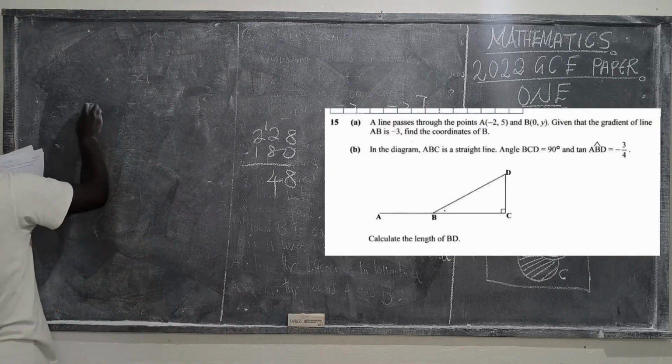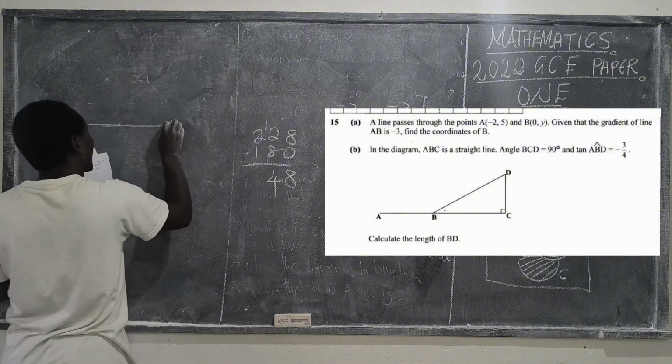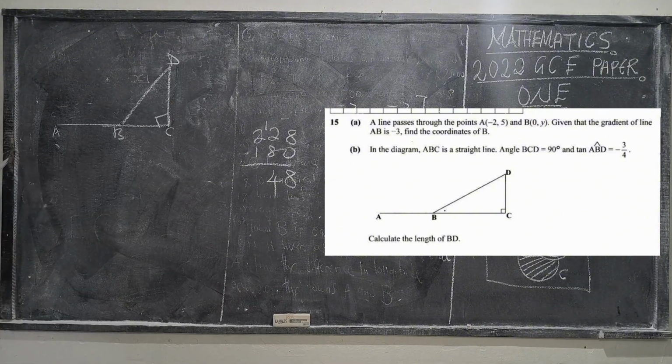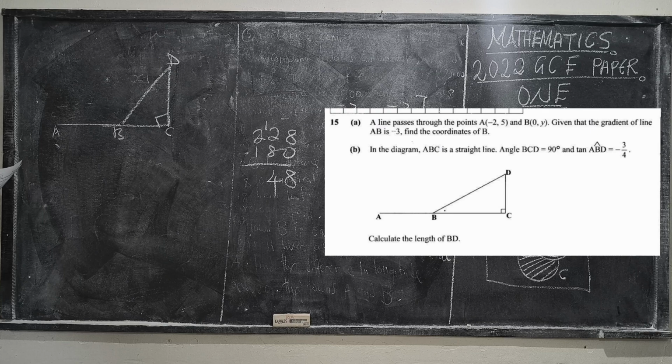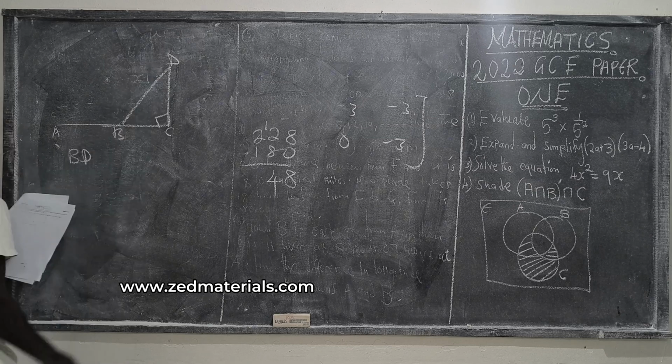15B, they are saying you are dealing with this. So in the diagram, ABC is a straight line, angle BCD is 90, and tan ABD is negative 3 over 4. Calculate the length of BD. So we are finding BD, which is this side. So how do we find tan?